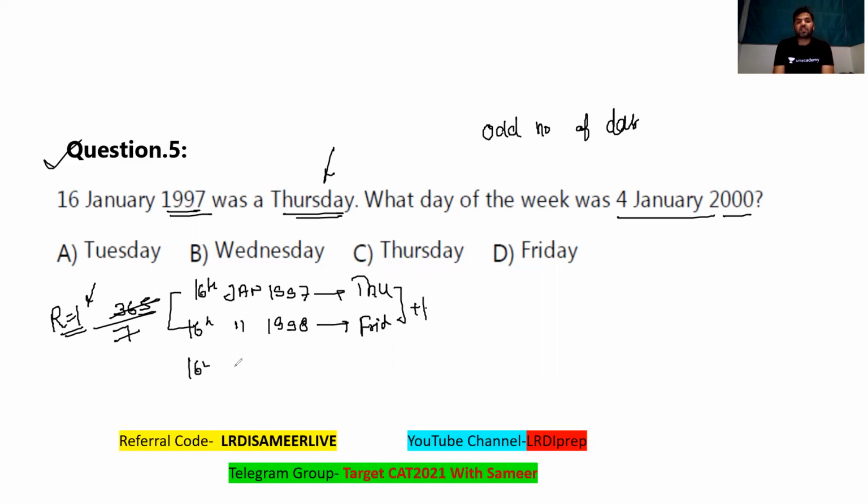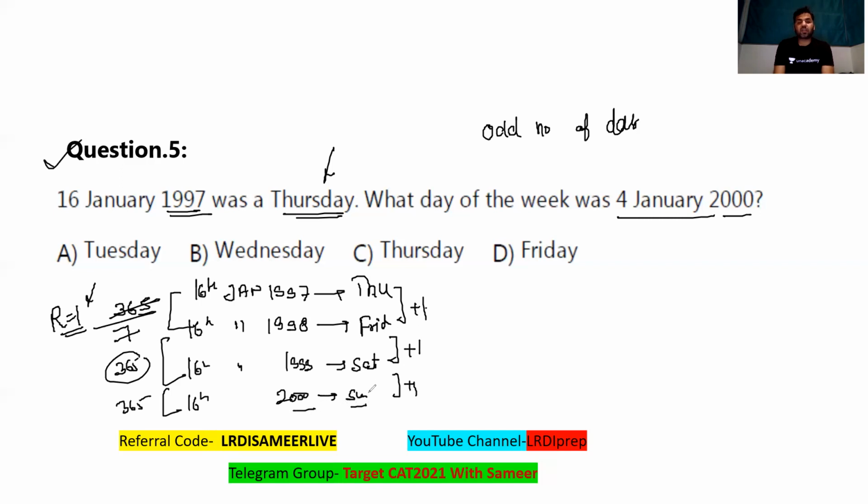If I go to 16th January 1999, again the number of days is 365. Again, the odd days will be 1. So the day would be Saturday. If I go to 2000, till 16th January 2000, again I'm moving by 365 days. So now it will be Sunday, right? So on 16th January 2000, I have Sunday, but I'm supposed to tell the day on the 4th of January 2000.